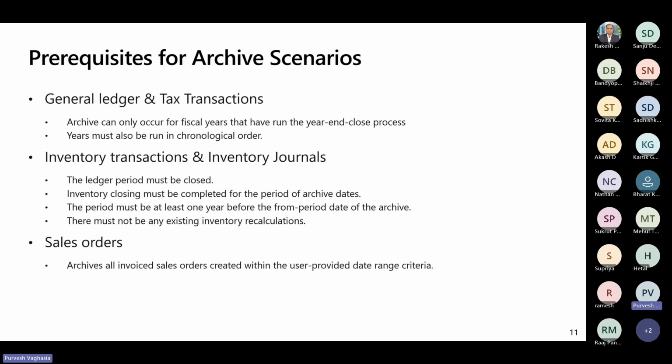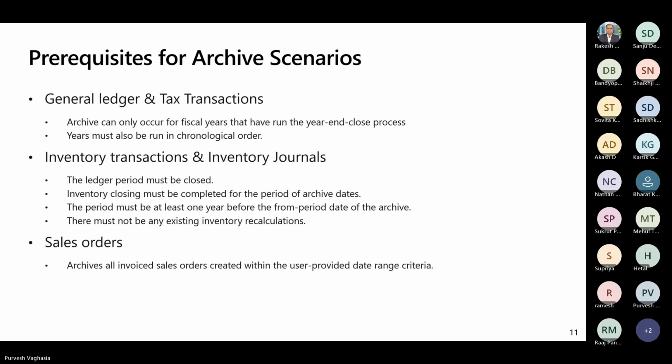The secondary criterion is that you need to run in chronological order. It means 2015, 2016, 17, 18, 19, 20. You cannot skip that order because these two are related to financial scenarios, so it is very important to run them in chronological order. Inventory transaction, inventory journal.